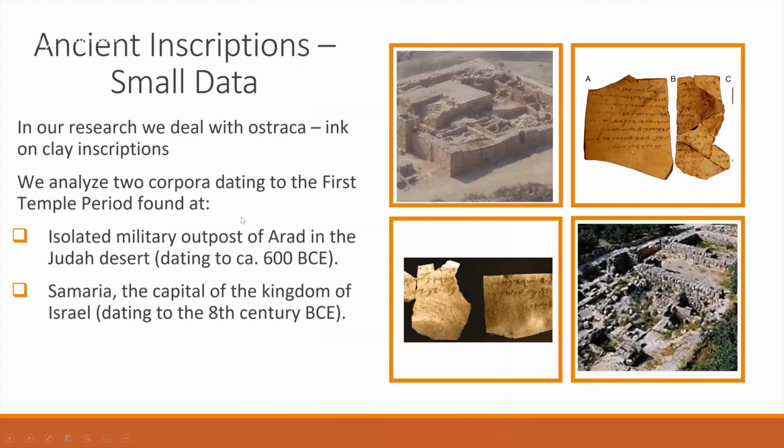So the Arad and the Samaria corpus, a few words about them and why they are so important for the question of literacy in that period. The Arad corpus belongs to 600 BCE. This is a corpus which was found in the middle of the desert in the fort called Arad.